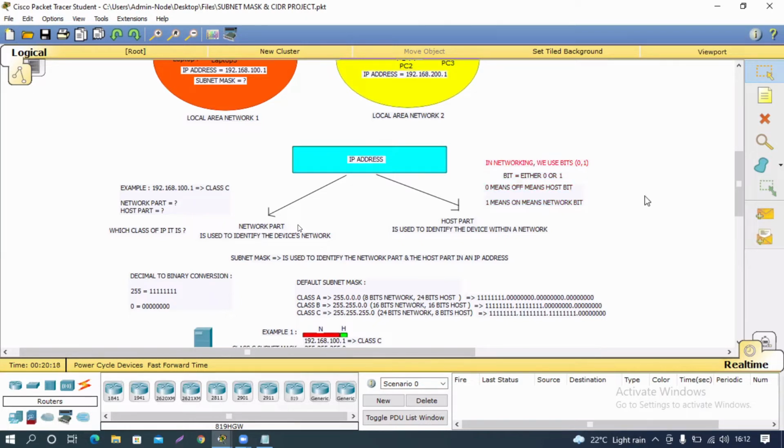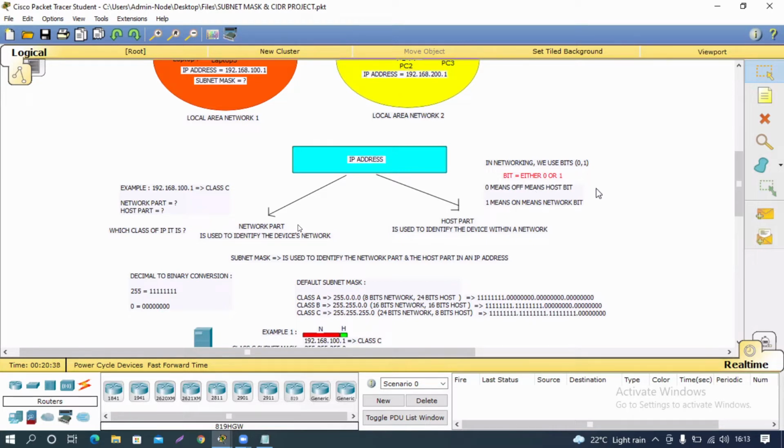Always in networking, we are dealing with zeros and ones. That is our binary machine language. When we represent the information in terms of bits, that is either 0 or 1. One bit is equal to either 0 or 1. It cannot be 0 and 1. Remember, a bit is either 0 or 1.